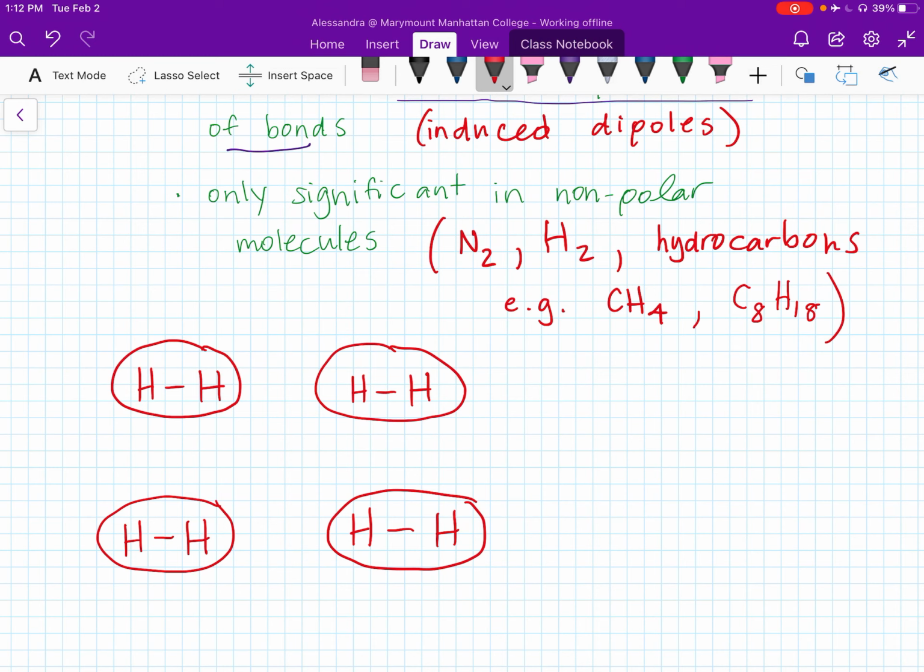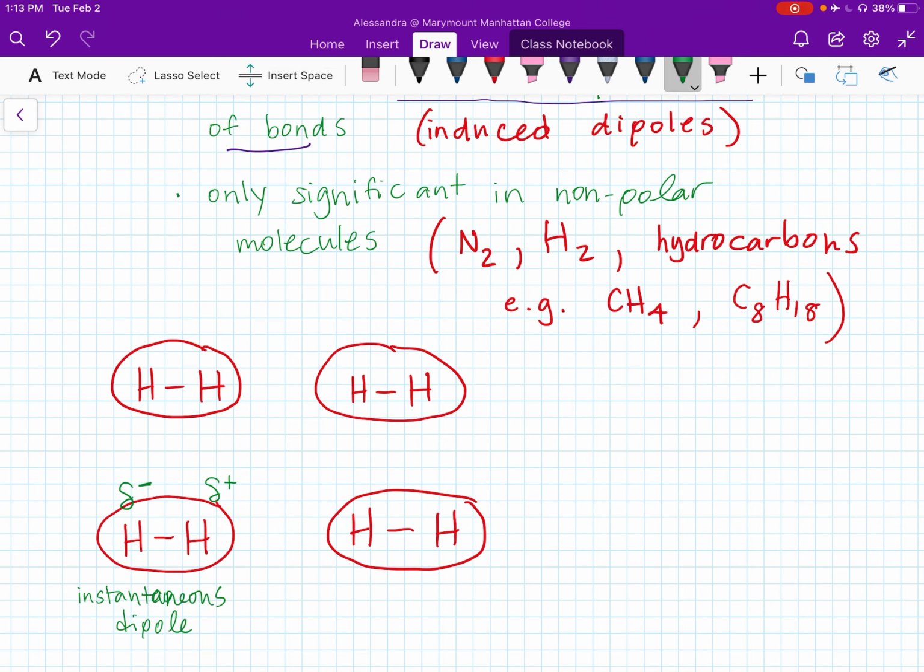So let me explain that one more time. Hydrogen has a proton in the nucleus and one electron going around the nucleus, right? So let's say at any given moment, you have more electrons on this side of the molecule. That's going to give this side a partial negative charge, that's my symbol for the partial negative charge, leaving this side with a partial positive charge. That's what we call an instantaneous dipole, and it can just happen for a moment.